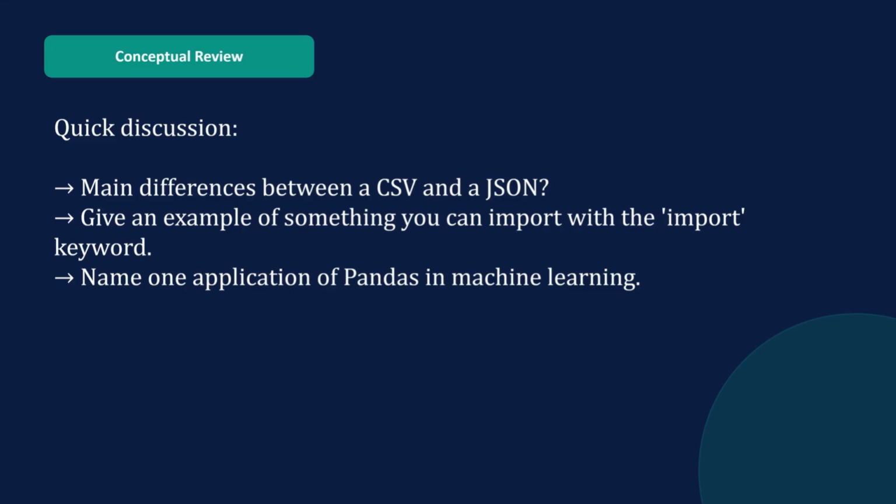Well, I'll just do these as a quick review. Main difference between a CSV and a JSON file. CSVs act more as spreadsheets, and JSONs are more like full data sets. You can import, for example, Pandas. That's one of the ones that we mainly covered in this one. And one application of Pandas in machine learning would be data management, which is also mainly what we covered in this lesson.